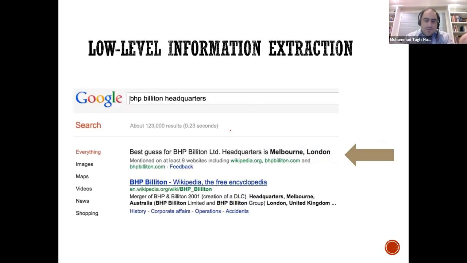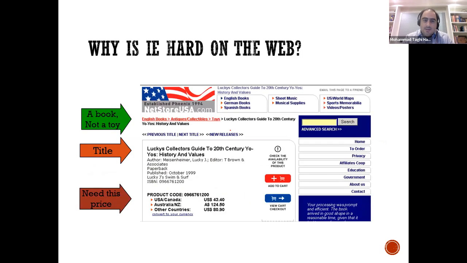Yeah, this is some of the things that, as I mentioned, Google is doing. I think this slide may be a bit older, but nowadays you can even ask Google questions and it gives you the answers. But even the low-level one is not that easy, because if you just see this website, for example, it seems a regular website, but here you should understand that this one is English books, antiques, and then toys. And here you should understand this is a book, not a toy.